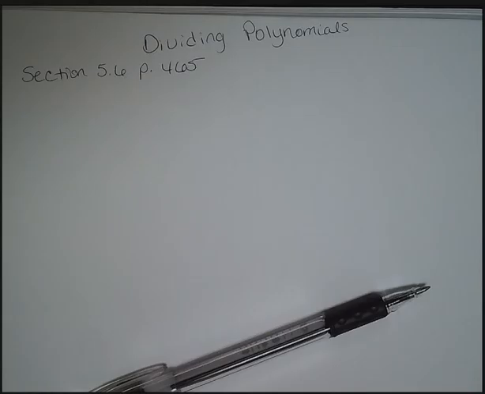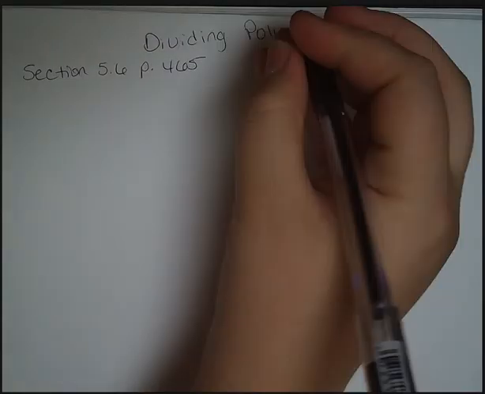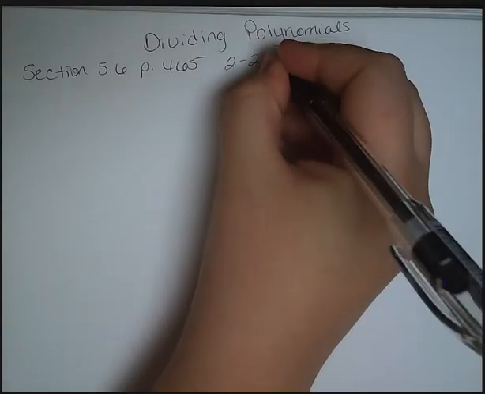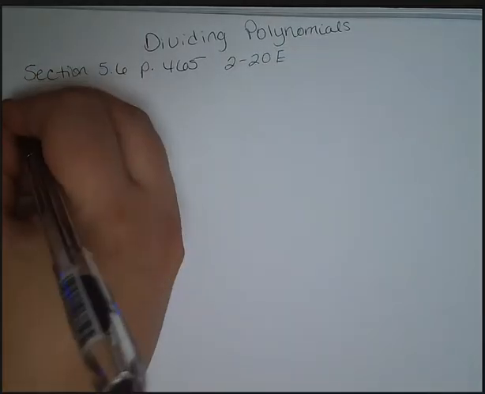We're going to learn about dividing polynomials. We are going to work in your book on section 5.6 on page 465, and we're going to do problem numbers 2 through 20 even. So we're going to start off with problem number 2.